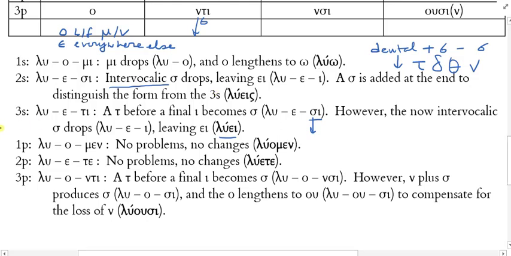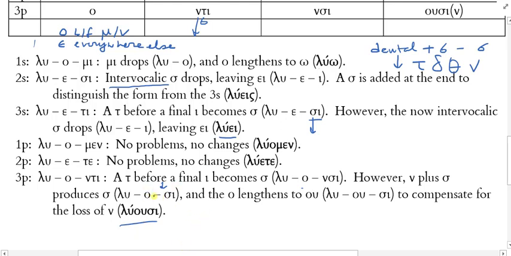For my form for third person plural, it's the stem lu, okay, and then the omicron and nti. Can you say nti? Nti? It's a little bit difficult, isn't it? Okay. Now that tau before that iota becomes sigma, so lu o si, and then the nu is going to drop out. So the nu's gone. That was right here. Lu o si. Now what happens? How do we get the form that we have, which is luousi?